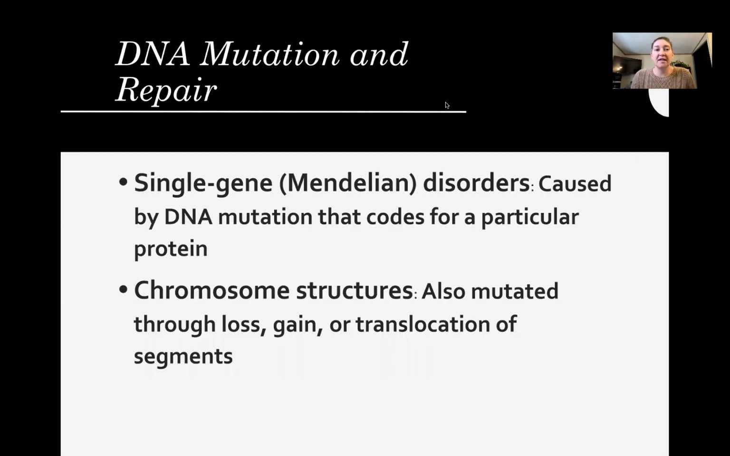All right, so we're jumping right in with DNA mutation and repair. There are different kinds of mechanisms that go hand in hand here, and different things that can happen. A single gene, which is also a Mendelian, I think is how you say it, disorder, is caused by DNA mutation that codes for a particular protein. Chromosome structures are also mutated through loss, gain, or translocation of segments. So again, this is a good spot for you to review the different ways that we can have our DNA mutated.